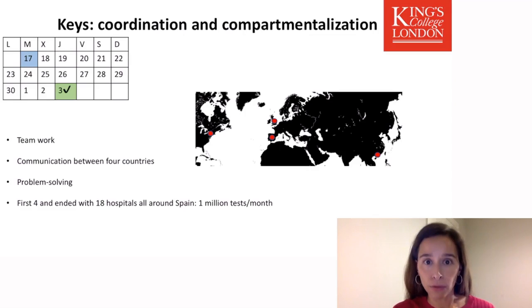So this led to the first 4 installations being set up on the 3rd of April. And given the repercussions of these robots, we ended up bringing another 14 installations that are now in many places all around Spain. This results in around 1 million extra tests per month.